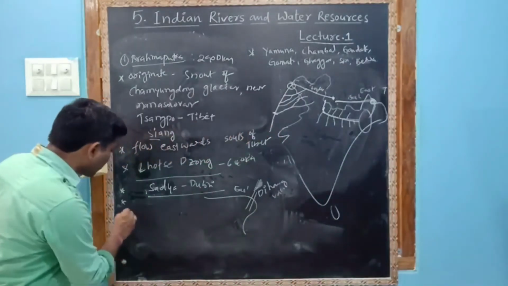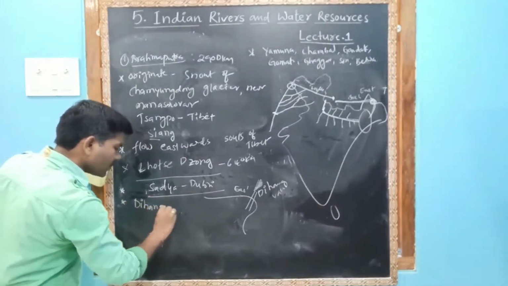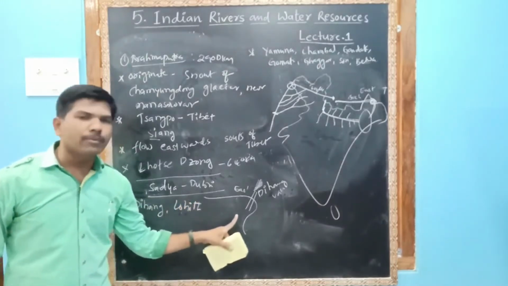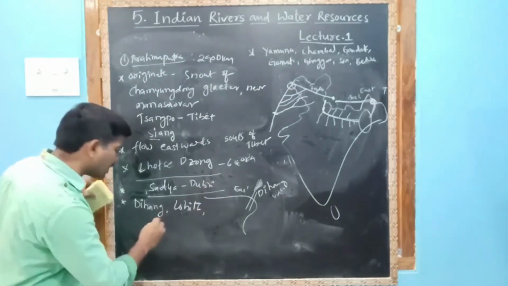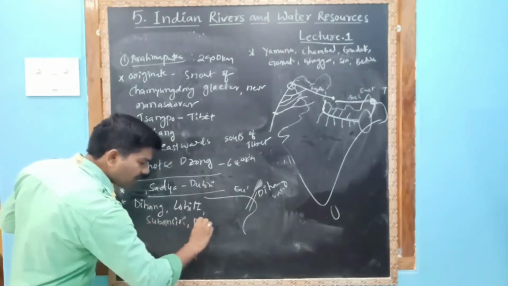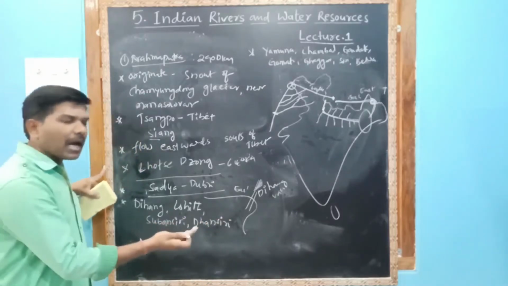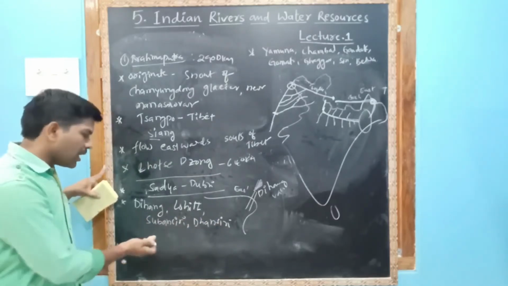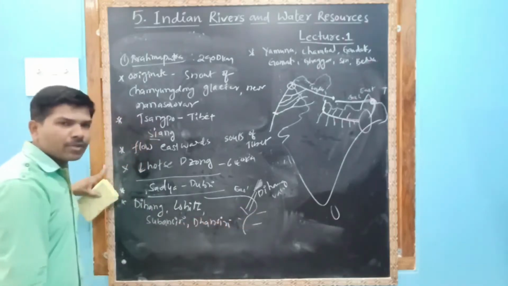When it enters Arunachal Pradesh, two tributaries are there: Dihang and Lohit. Both are tributaries of the Brahmaputra. They join into Brahmaputra. Some other tributaries are also there, for example Subansiri and Dhansiri. Two tributaries are given in the textbook, but you can also remember the remaining two, Subansiri and Dhansiri. They enter into the Brahmaputra River.